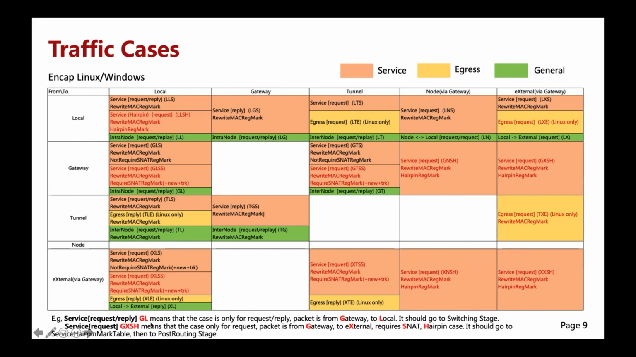This means that the packet is from, take this one for example, this one. This means that the case is only for request and reply packets. The packet is from gateway. Its destination is local. Then this type of packet should go to switching stage directly. It doesn't require SNAT.